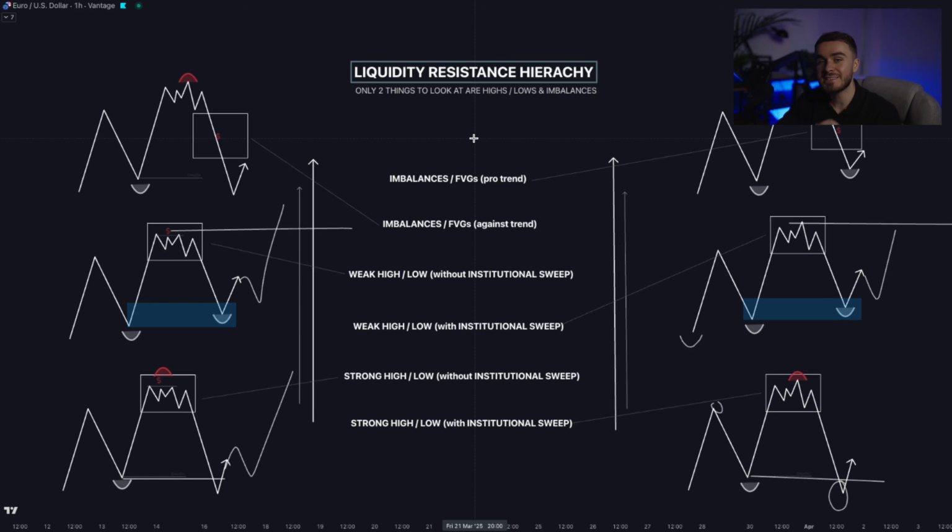Now, our easiest level of resistance is going to be imbalances. So we've got the strong highs and lows out of the way. We've got the weak highs and lows out of the way. And now we're starting to look at imbalances. Imbalances are going to be the easiest areas for price to move into. Essentially, this is what I like to talk about when it comes to the magnets of the markets.